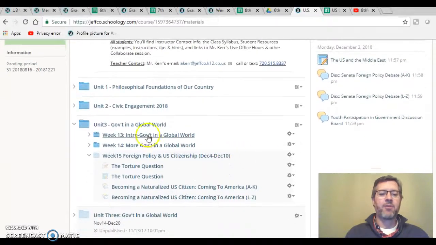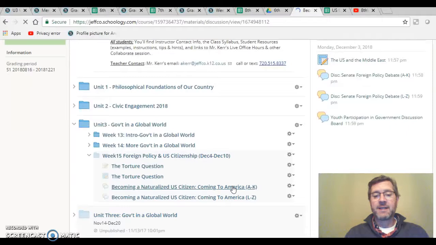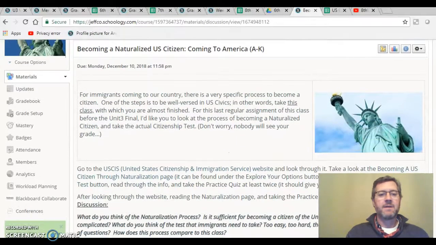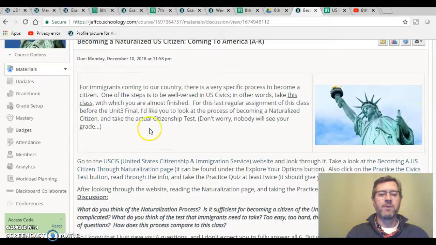So Unit 3, and we're in Week 15, Foreign Policy and U.S. Citizenship. Start with the torture question. This first page has all the readings that you'll need. This is where you turn in the assignment, and then you'll get to this assignment, Becoming a Naturalized U.S. Citizen. Very interesting assignment, and just go through and read it.